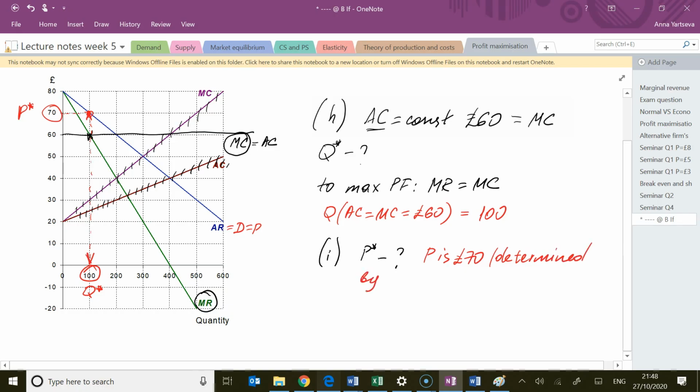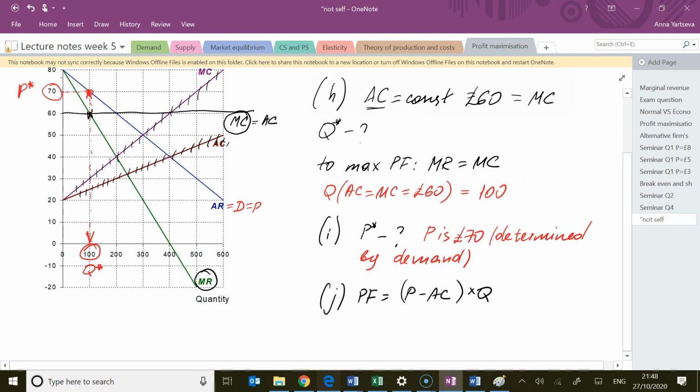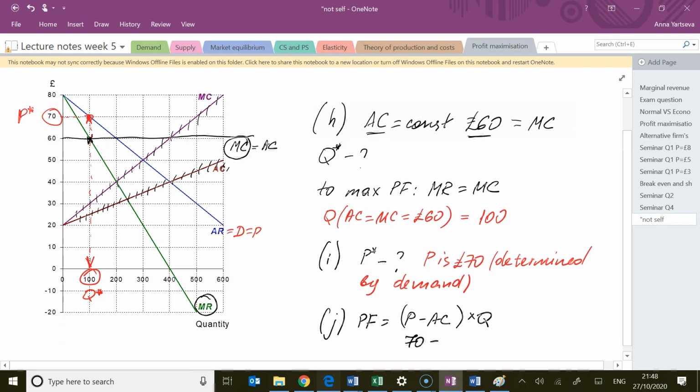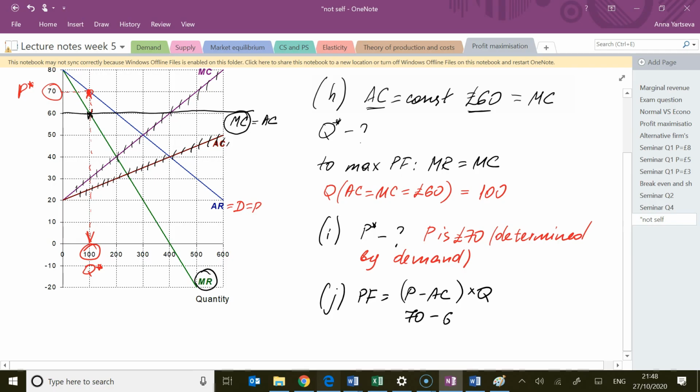And the next question asks you about the profit, which is question J. H, I, J, profit. What would be the profit? As before, profit is the profit per unit, which is the difference between price and average cost. Price minus average cost will determine profit per unit times number of units. What is our price? 70. What is our average cost? We know that it's constant at £60. By definition, this is what we were given. Price is 70, average cost is 60, which means that we are making £10 profit per each item.